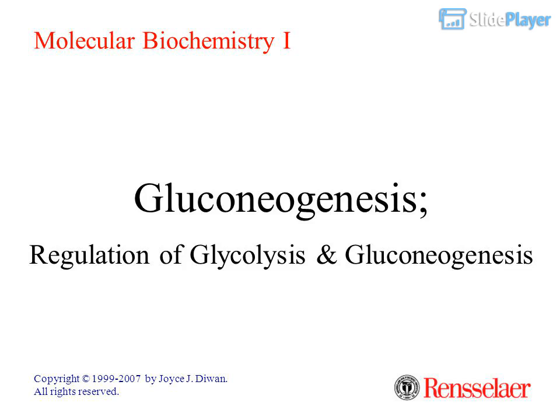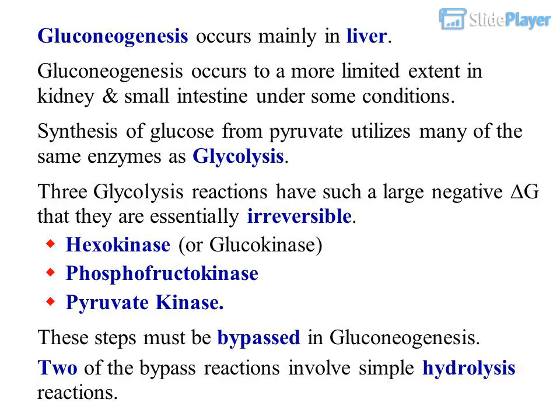Gluconeogenesis occurs mainly in liver. Gluconeogenesis occurs to a more limited extent in kidney and small intestine under some conditions. Synthesis of glucose from pyruvate utilizes many of the same enzymes as glycolysis. 3 glycolysis reactions have such a large negative DG that they are essentially irreversible.